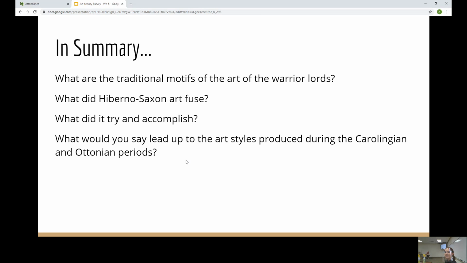And then what would you say led up to the art styles produced during the Carolingian Ottonian Empire era? It's a little bit more complicated. It's a fusion of a few different things. A collage of various elements: you have Roman architecture and styles, you have some late antiquity, you have some Byzantine. It's a fusion of anything that they can claim as Christian, really. So it's an interesting one.